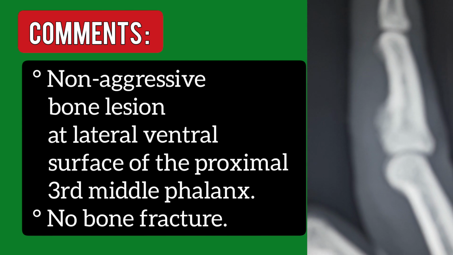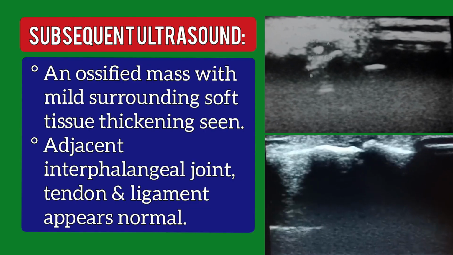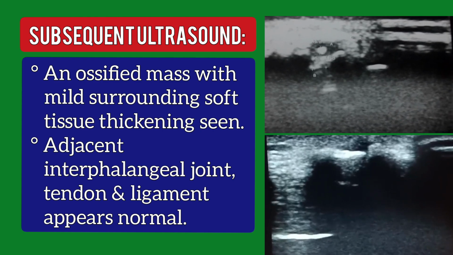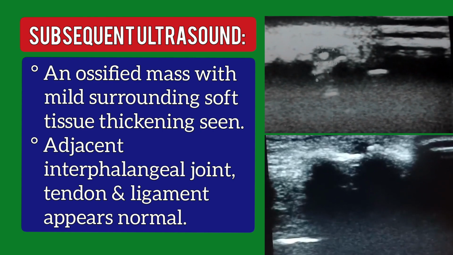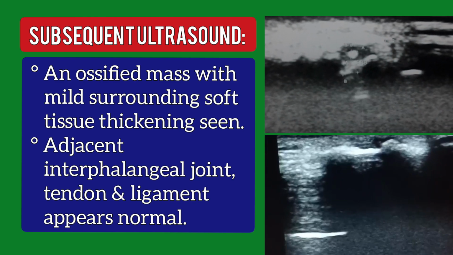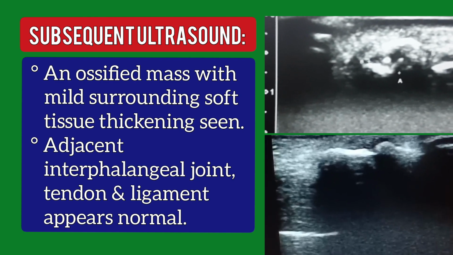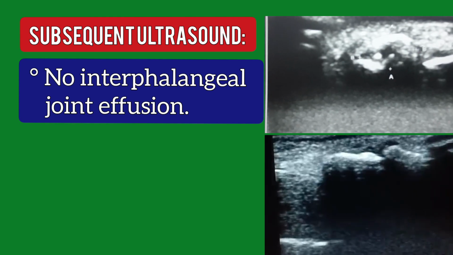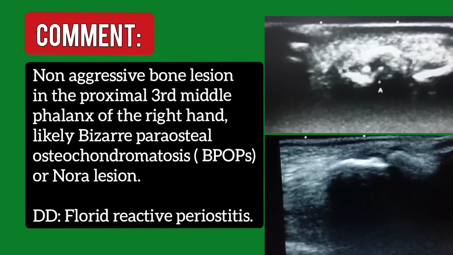No bone fracture. Subsequent ultrasound. Ultrasound shows an ossified mass with mild surrounding soft tissue thickening seen. Adjacent interphalangeal joint, tendon and ligament appear normal. No interphalangeal joint effusion.